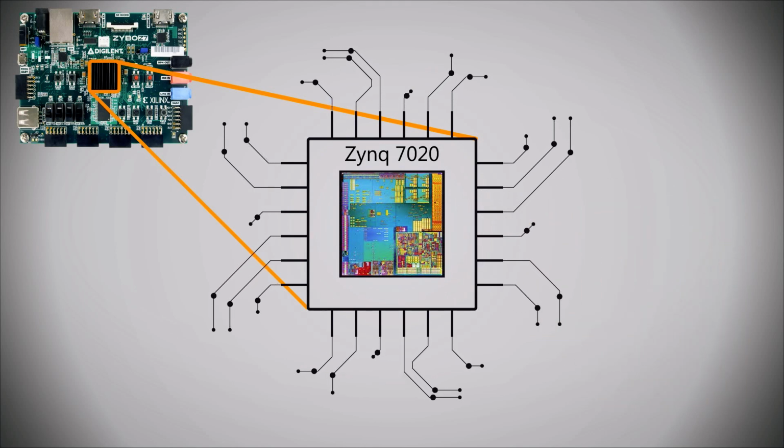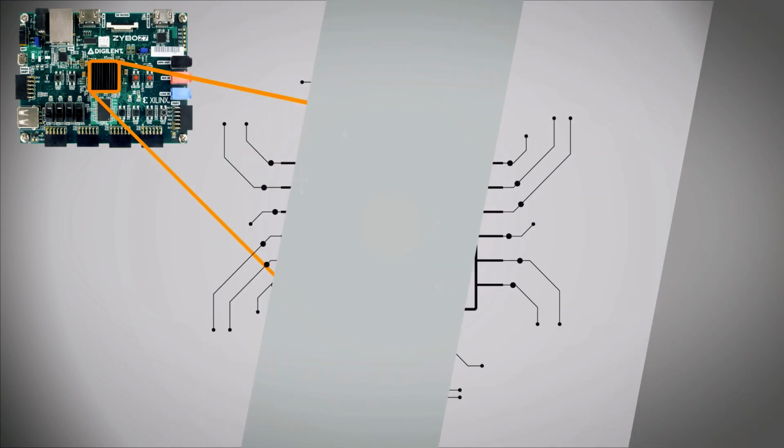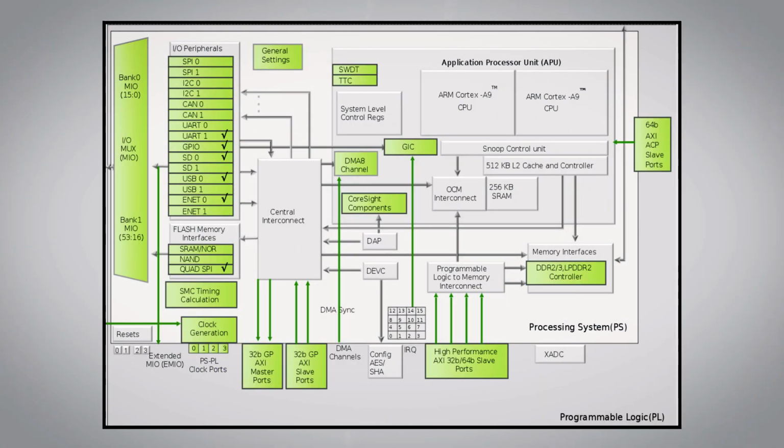It is common in industry to call a chip with an entire system like this a system on chip. However, Xilinx calls this chip their all-programmable system on chip, as a testament to how much more customizable this chip is compared to other system on chips on the market. Here's the system architecture of the Zynq 7020 system on chip that's on the Zybo board.